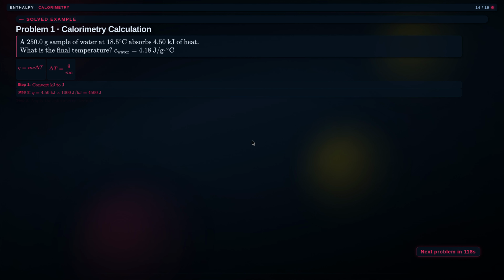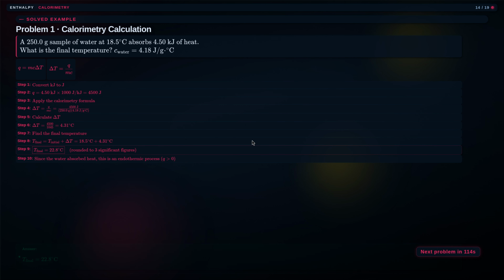Problem 1. Calorimetry calculation. A 250-gram sample of water at 18.5 degrees Celsius absorbs 4.50 kilojoules of heat. We need to find the final temperature. Water's specific heat is 4.18 joules per gram per degree Celsius. Step 1. Convert kilojoules to joules. 4.50 kilojoules times 1,000 equals 4,500 joules.